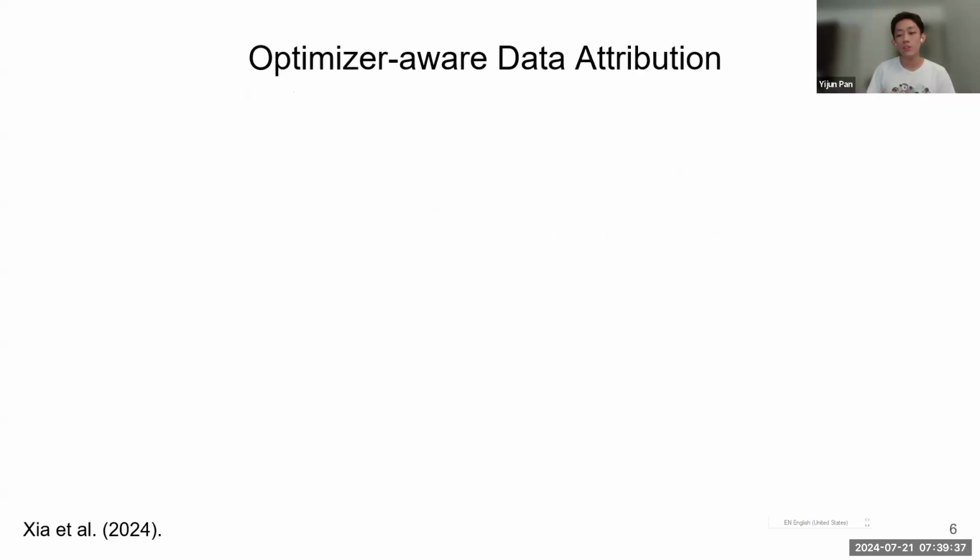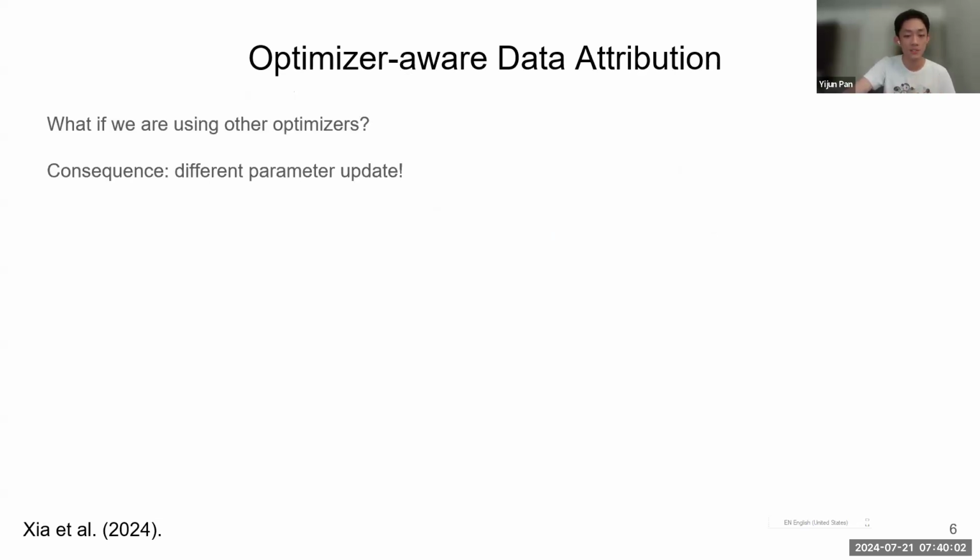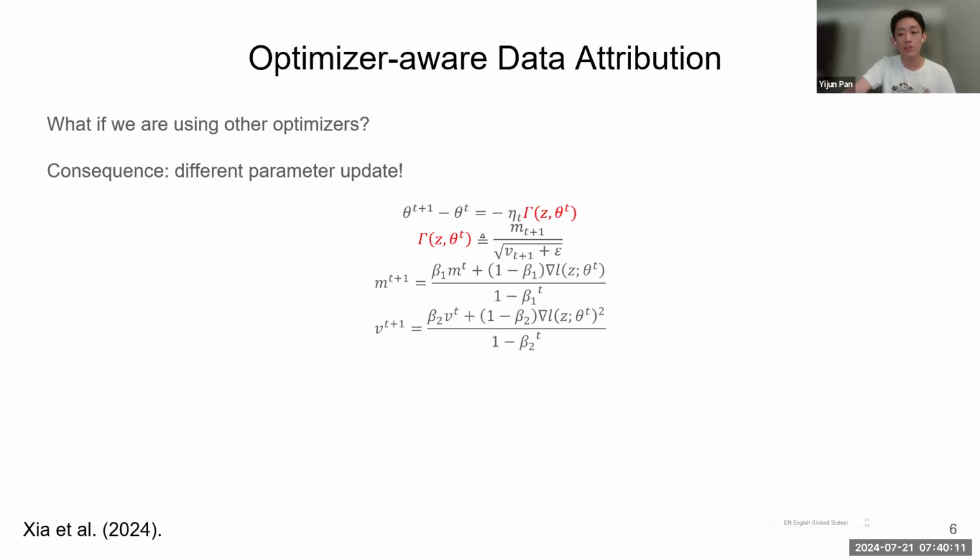Another issue with previous influence calculation is that we cannot incorporate the optimizer we are using in the estimation of influence, because we're only considering normal gradients. In other words, we assume that the parameter updates actually come from an SGD optimizer. So what are the consequences? We have a different parameter update. Here I am using the Adam optimizer as an example, where the actual parameter update is calculated by leveraging first order and second order gradient information.